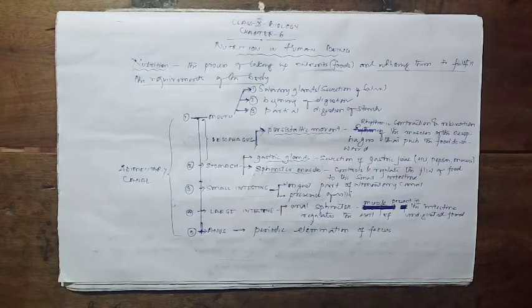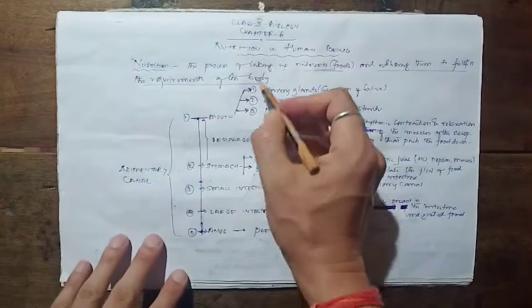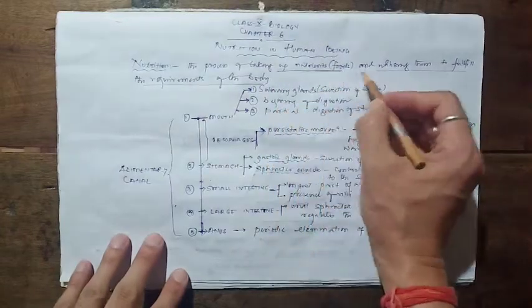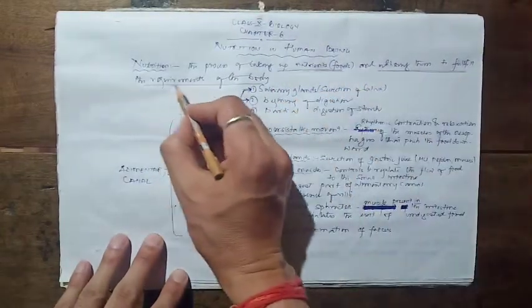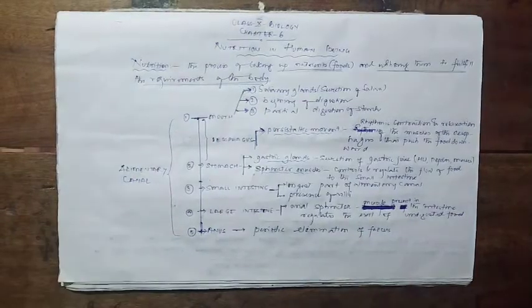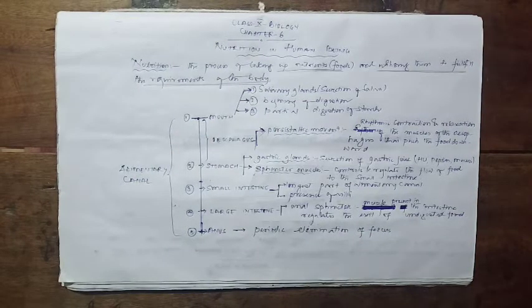What is nutrition, students? The process of taking up nutrients, food, and utilizing them to fulfill the requirement of the body is called nutrition. Nutrition is the process of taking food and obtaining energy from the food. Our body needs energy to stay alive and to perform a number of other activities. Now to get that energy, we need food.